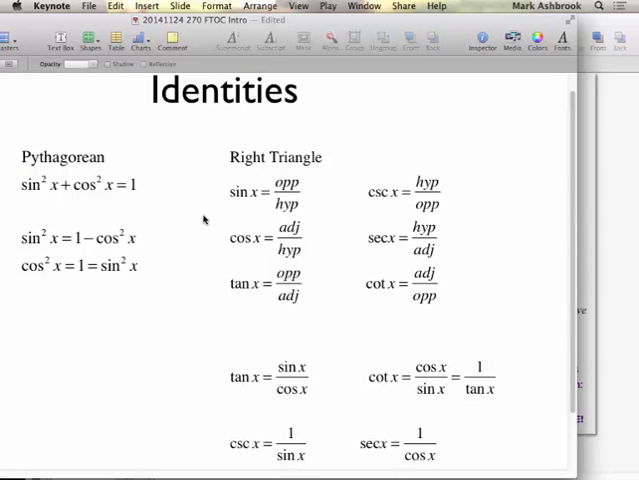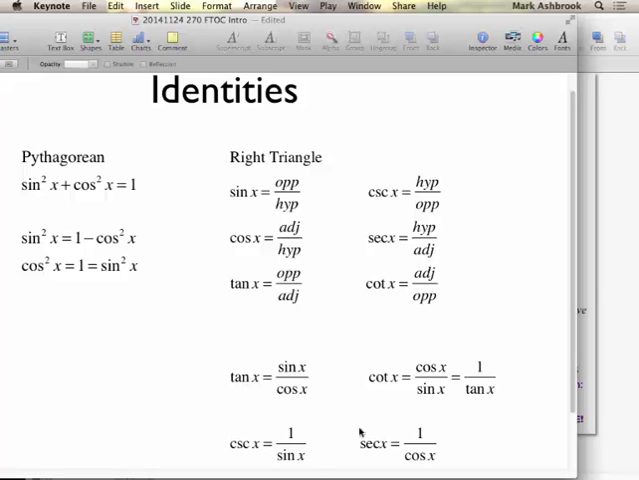Okay, so here are those right triangle identities I told you about. And then the reciprocals: if you take 1 over sine, that's cosecant, so that would just be the reciprocal, hypotenuse over opposite. 1 over cosine, again the reciprocal, is hypotenuse over adjacent. And cotangent is 1 over tangent, so it would also be the reciprocal, adjacent over opposite.